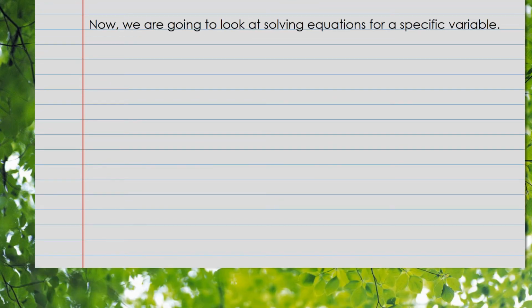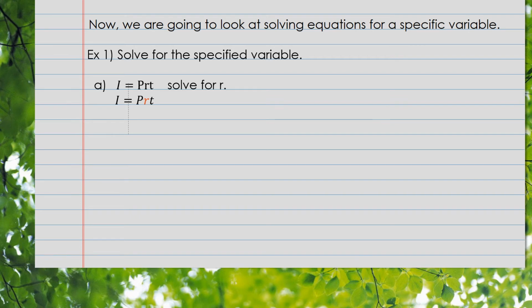Now we are going to look at solving equations for a specific variable, meaning we're going to be looking at equations that have more than one letter. So our first example will say solve for the specified variable. For A, we have I equals PRT, and it says solve for R. Now in this instance, because we have several variables, it's very easy to get distracted. I would suggest you color or highlight the chosen variable that you are trying to solve for. In this case, that would be the R, and I've highlighted it already.